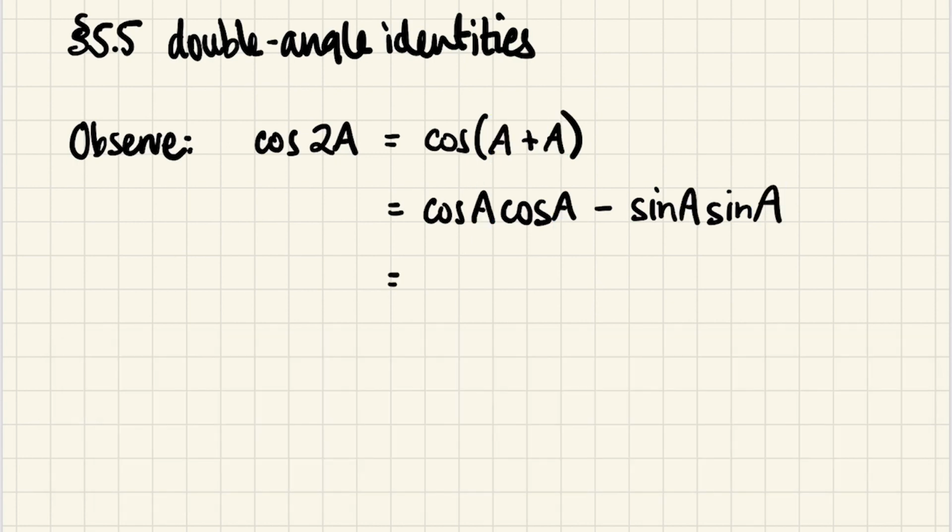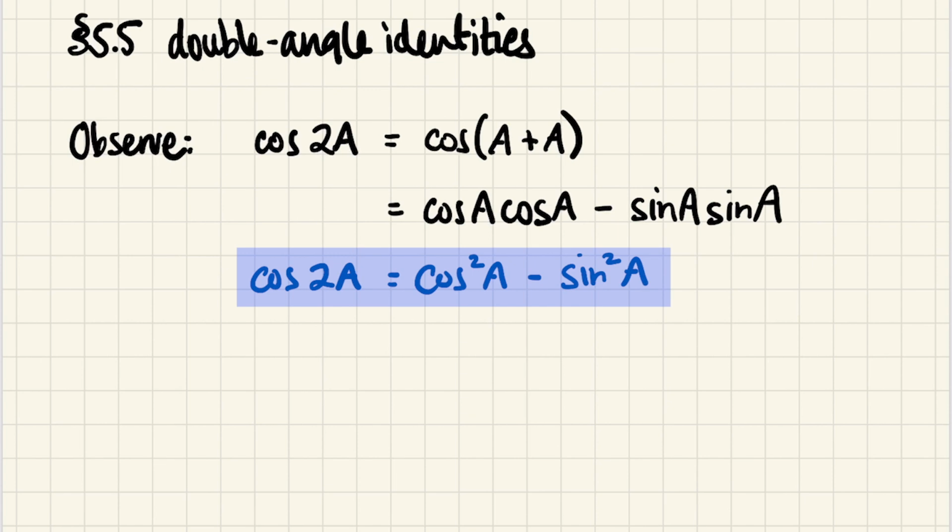All right, well, of course, cosine of a times cosine of a is cosine squared of a, and sine of a times sine of a is, of course, sine squared of a. So we have this identity here, which is the principal double angle identity for cosine. Okay, so while this is typically good enough, we actually are very close to 2 more forms of a double angle identity for cosine. So let's just push the envelope a little bit here.